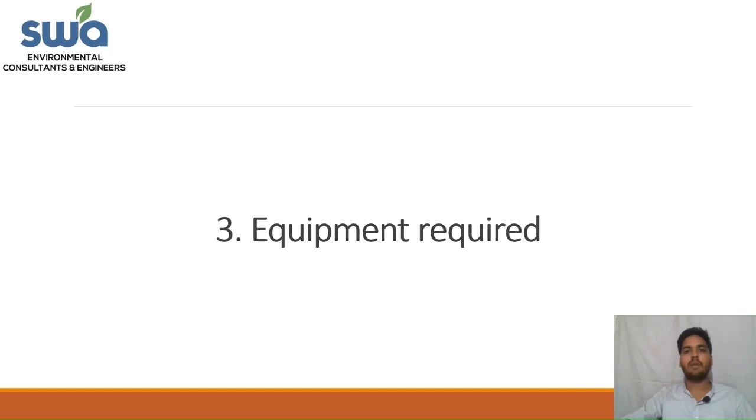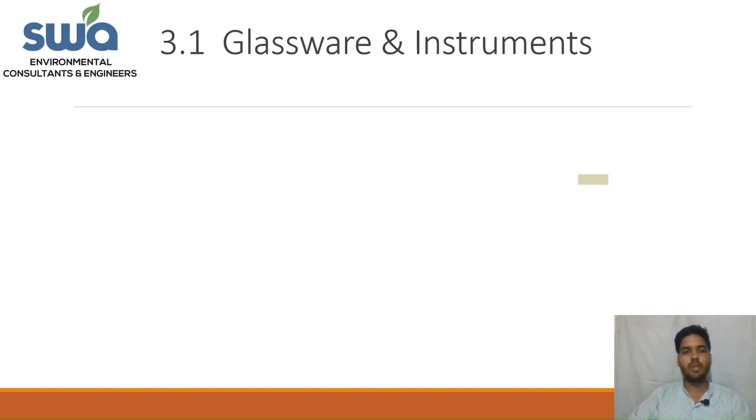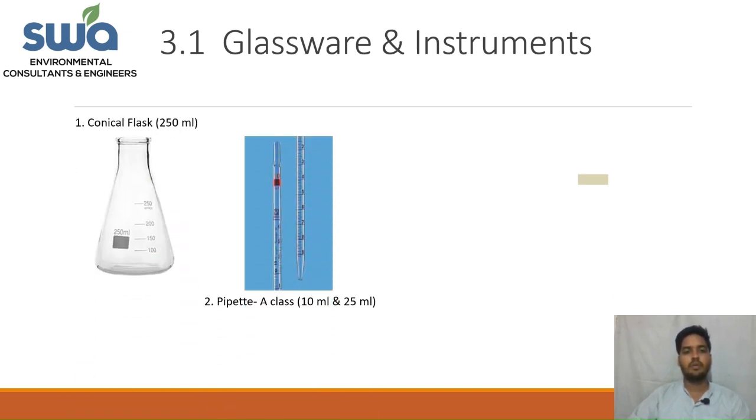So let's see what type of instrument, glassware and reagent will be required for the analysis. So basically for glassware we will require conical flask 250 ml, pipette of 10 ml or 25 ml as per your requirement.